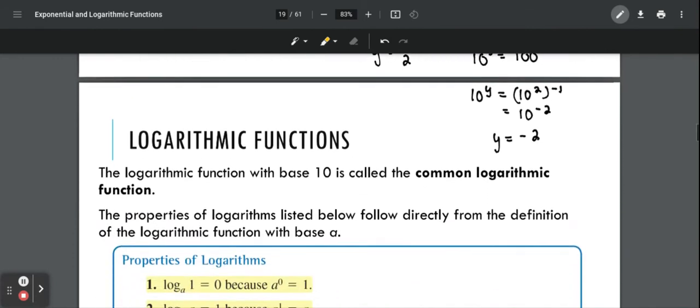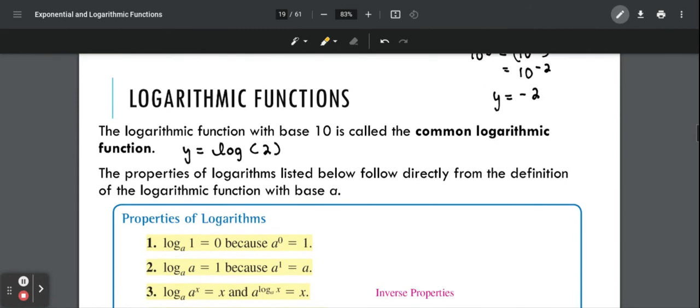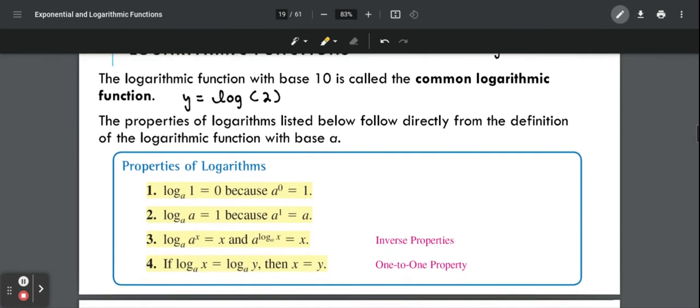The logarithmic function with base 10 is called the common log. So if you just saw a problem that said y equals the log of 2, if the base isn't written, it's automatically assumed to be 10. And that's what your log button on your calculator, the one right next to your number 7 button, uses: base 10.